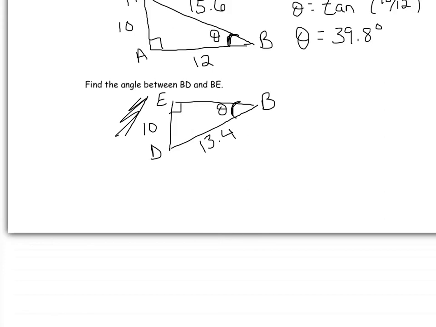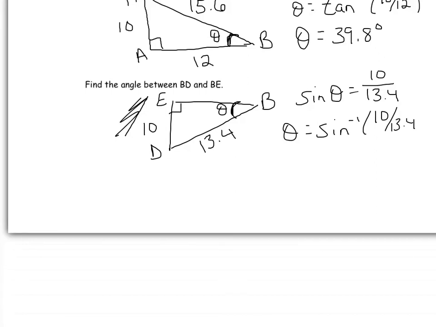Well, this time I'm not even going to worry about anything else. That's opposite and adjacent. So the sine of that angle, opposite and hypotenuse, is 10 over 13.4. So to find the angle, we're going to do inverse sine of 10 divided by 13.4. And I get that that angle is 48.3.